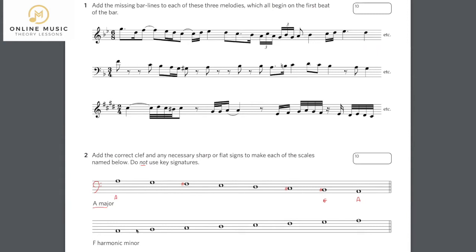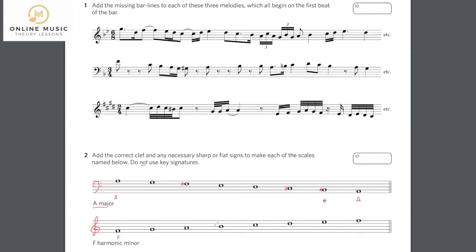F harmonic minor. So for the harmonic minor scale, you are raising the 6th note. You should know what that means by now. And F harmonic minor, you're in the treble clef. So again, your first note here will be F. So for the key of F minor, you would have 4 flats normally.